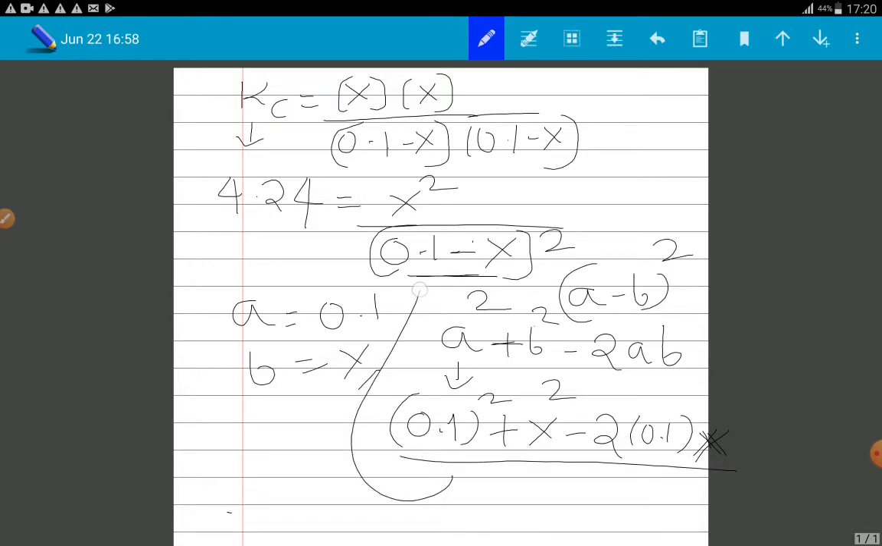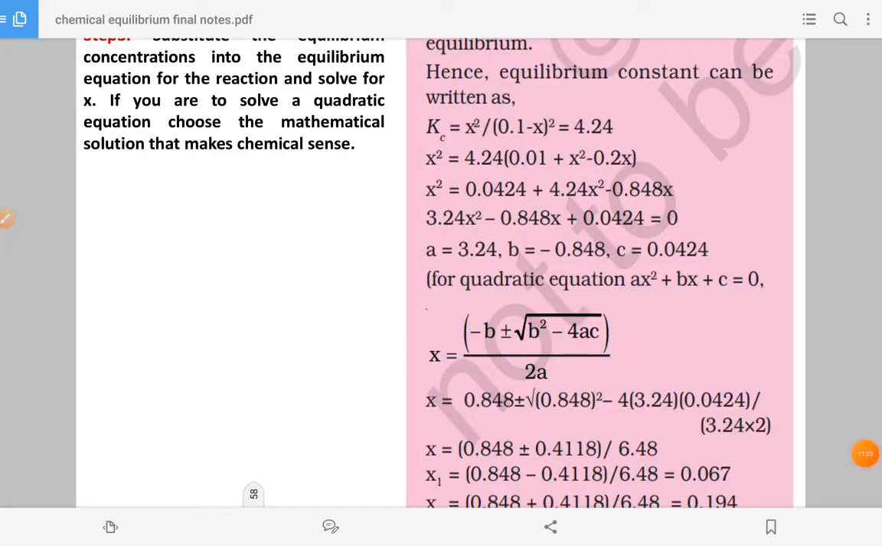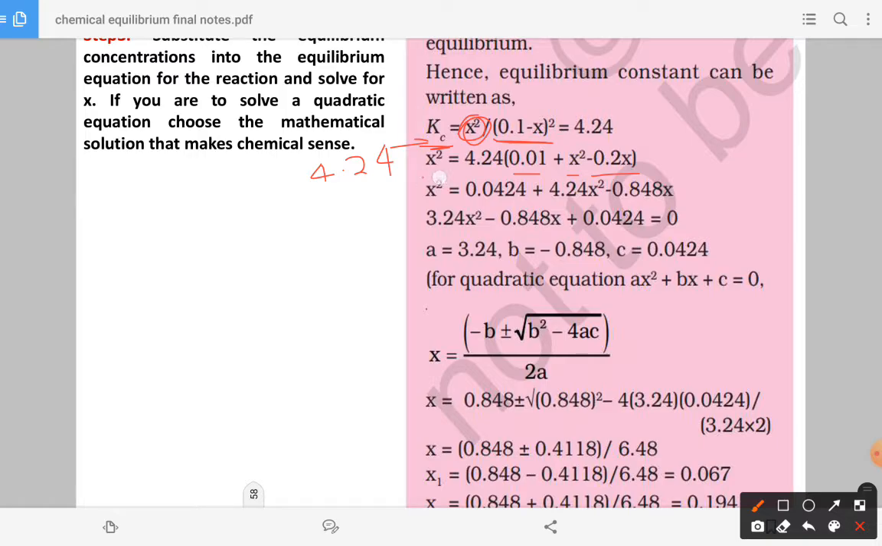Now, in the simplification, this is the formula we expanded: a square, plus b square, minus 2ab. Here we already have the Kc value given, 4.24, in the data. What we don't know is x, and we have to find out x. So if you go for the multiplication, 4.24 into a square gives 0.01, plus x square as such, minus 2ab gives 0.2x.